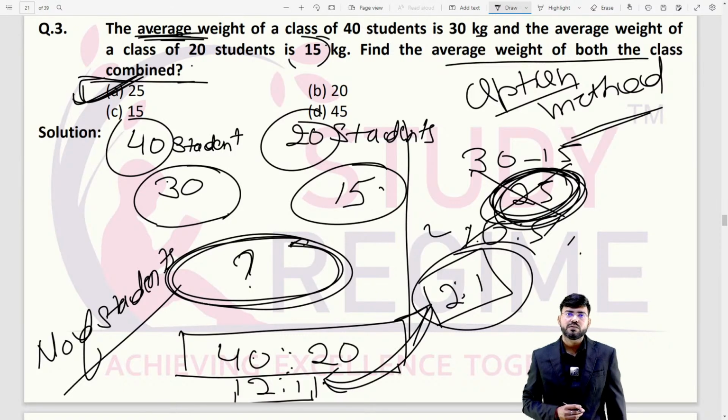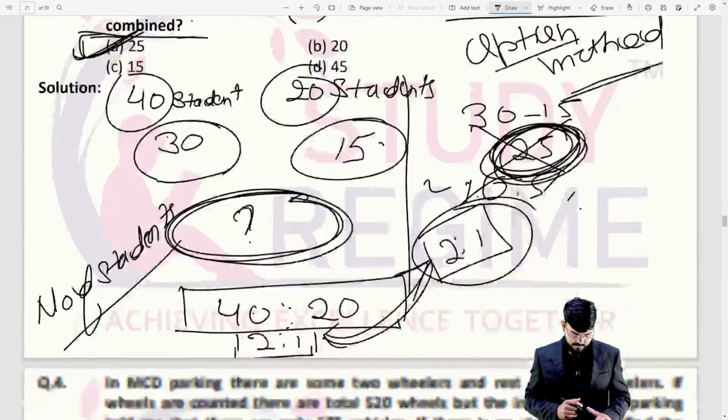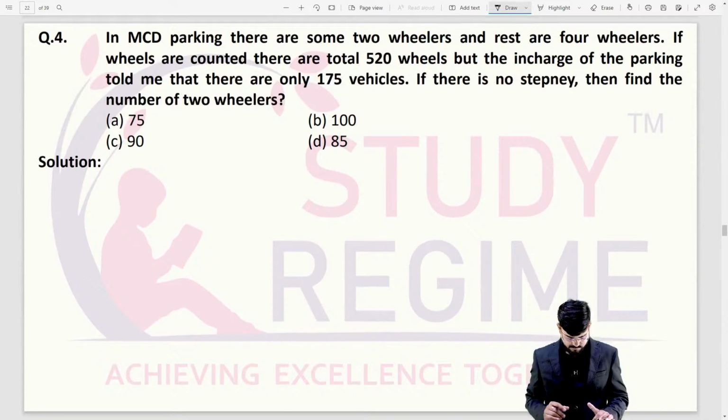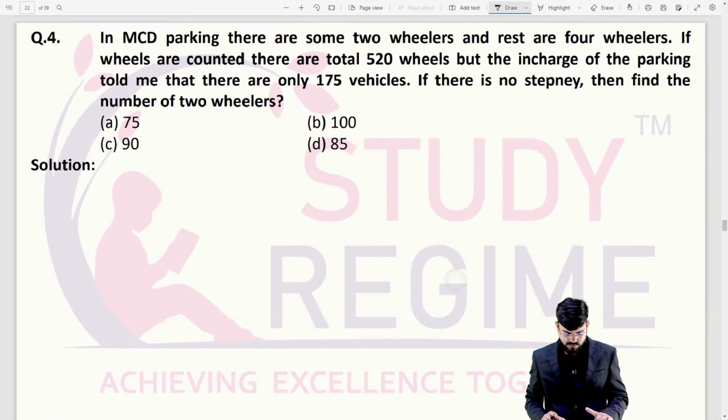Try to change your approach, because to solve any question, approach is very important. It's not always about just solving the questions, it's all about the approach. Okay. Let's move on with the next question.